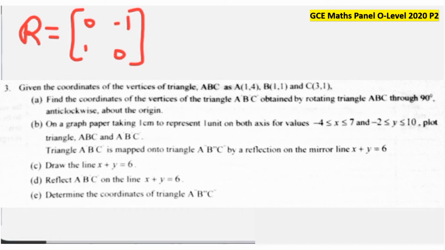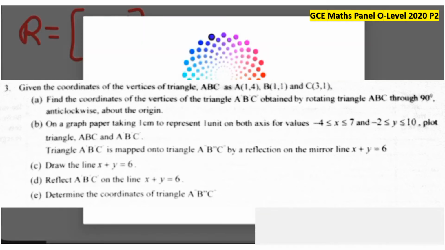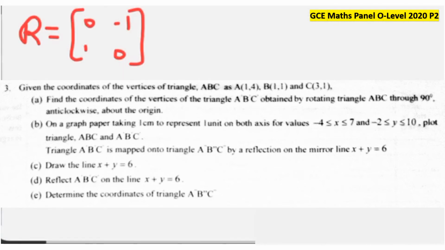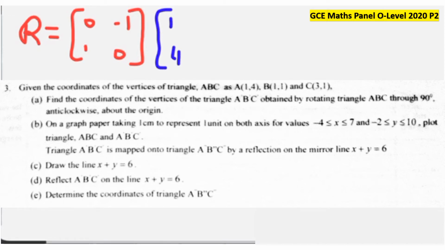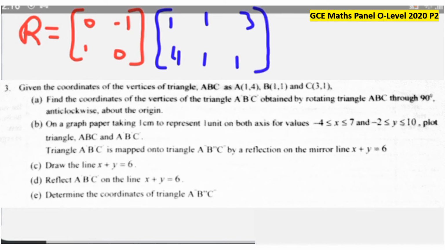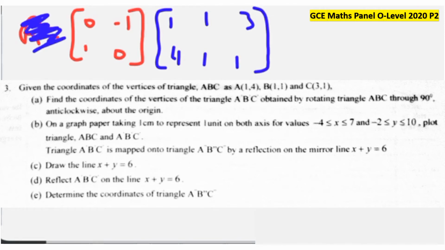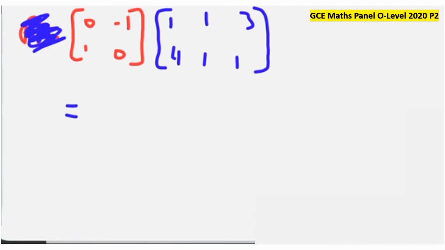And my points A, B, and C, I can represent them in matrix form. A is (1,4), so I'll form a new matrix for these points. A is (1,4), the point B is (1,1), and point C is (3,1). So if you multiply this directly, this is my point A, point B, and point C.